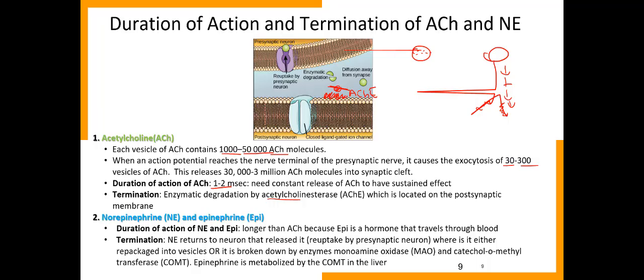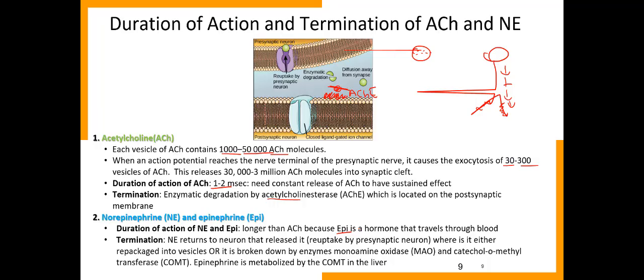So that's why you need constant release of acetylcholine. The other neurotransmitter, norepinephrine, and its companion hormone, epinephrine, last longer, because epinephrine, or adrenaline, is a hormone that travels through the blood, whereas norepinephrine is a neurotransmitter that's released by adrenergic neurons. And the combination of epinephrine in the blood and norepinephrine in the synapse means that it lasts longer.